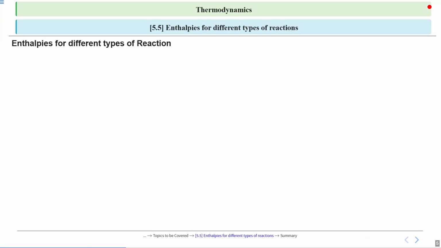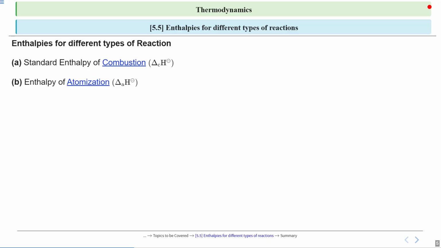So the first type that we have seen was standard enthalpy of combustion. You must remember the representation also, delta C H naught. For the enthalpy of atomization, it is delta a H naught. Then for bond enthalpy, it is delta bond H naught. Then we have lattice enthalpy as well, which is delta lattice H naught.